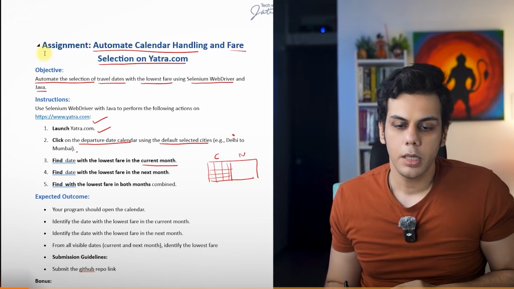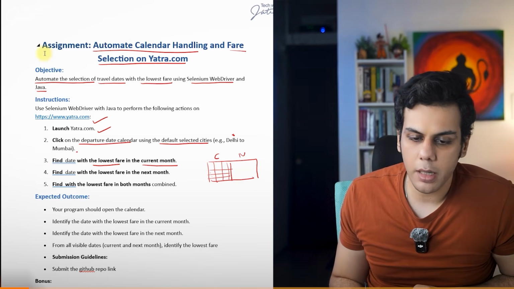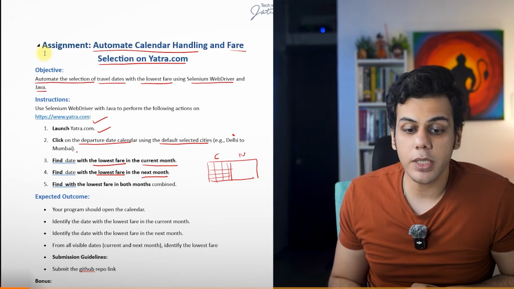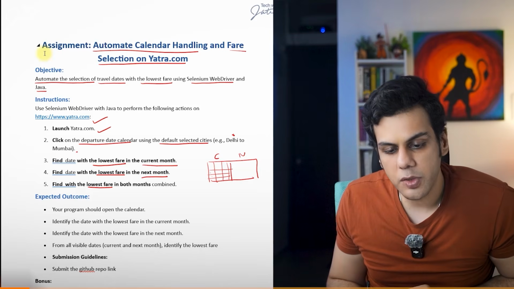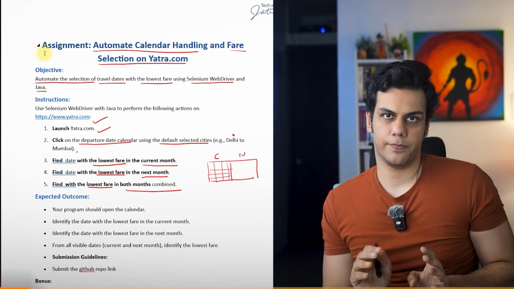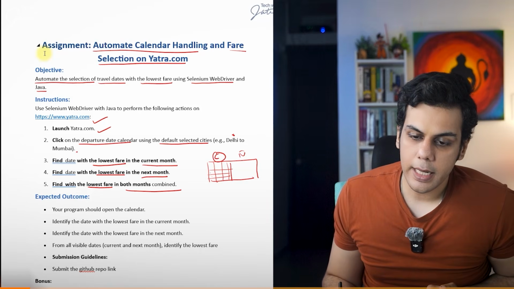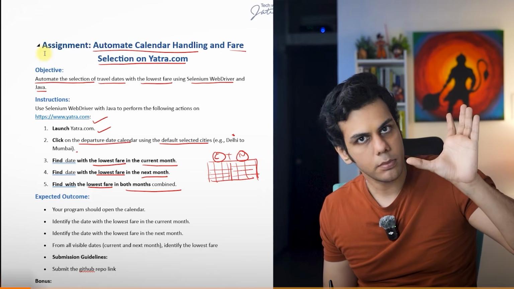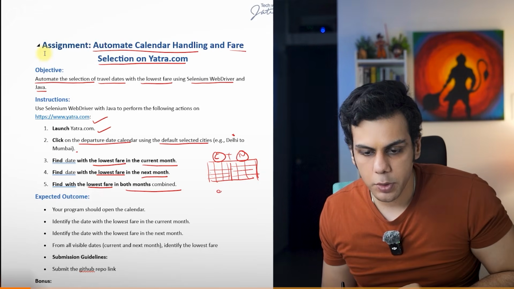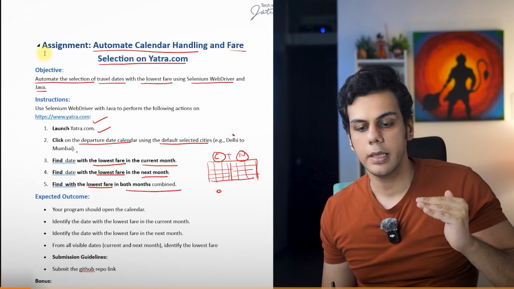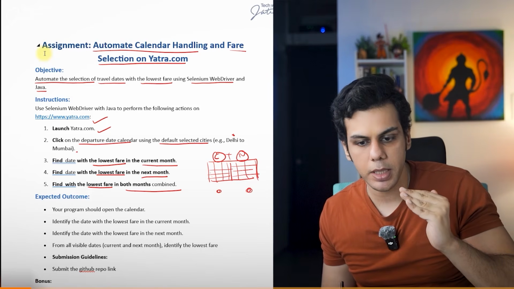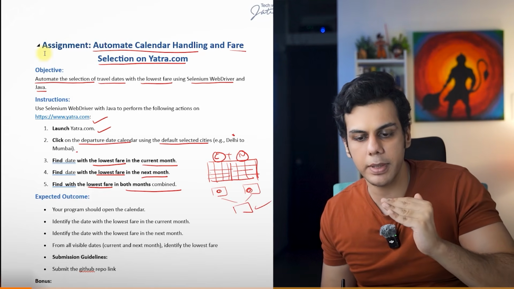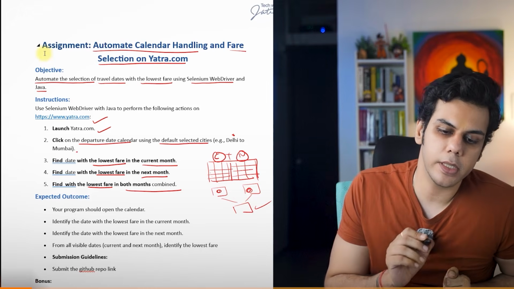Are you getting the point? For the current month, we are supposed to find the lowest fare. Even for the next month, we are supposed to find the lowest fare, and then find the lowest fare for both months. Current month and next month combined, what is the lowest fare? We are supposed to find that. First, the lowest fare for the current month. Then the lowest fare for the next month. Then whatever is the lowest fare of these two, whatever is the lowest one, tell me that. This is something that we are supposed to do.